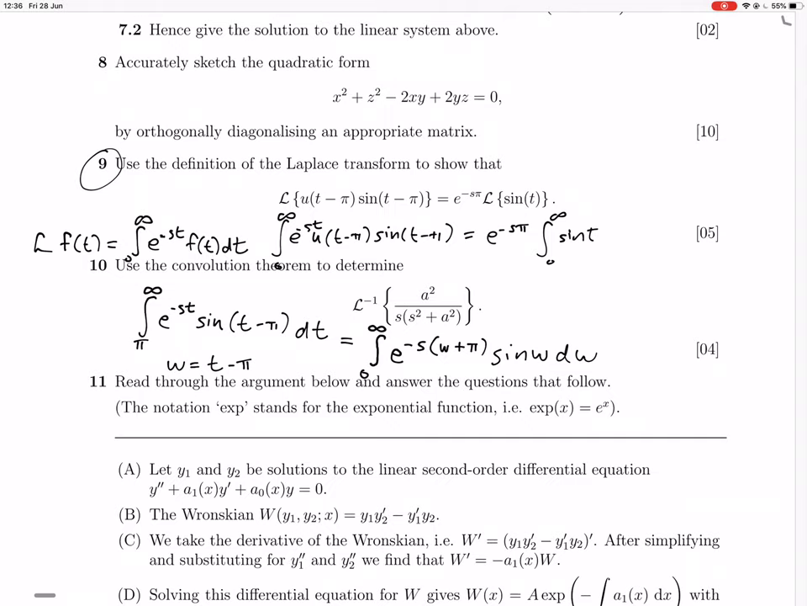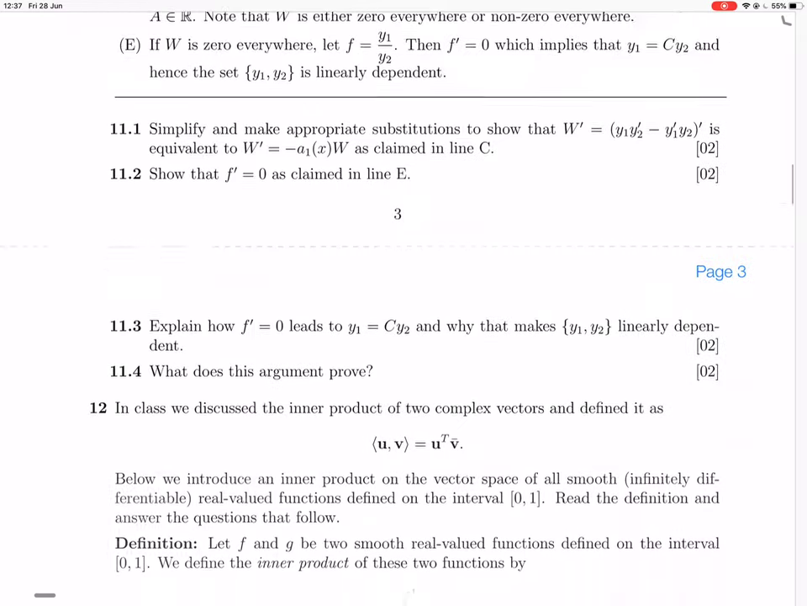Yes, now the e^(-s pi) bit will come out the front, leaving you e^(-sw). Yes, that's going to work. Okay, so that's what we'll do. Let's put that down more neatly. So what we're going to do is work on the left-hand side and make it into the right-hand side in this way.